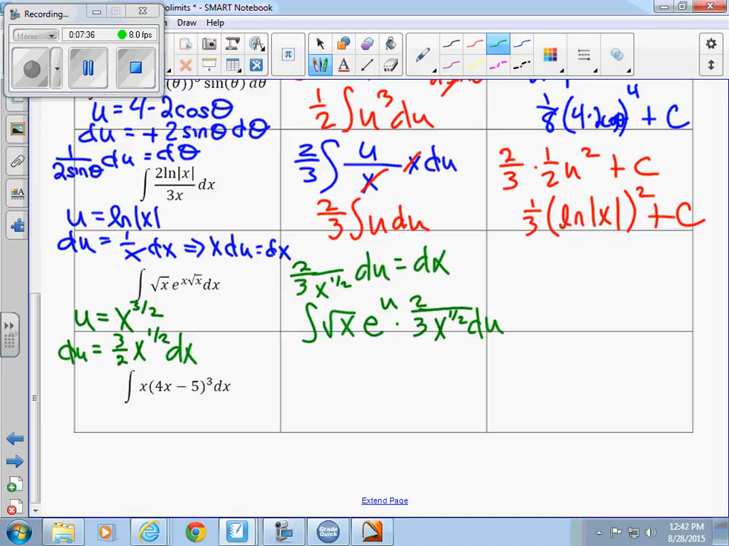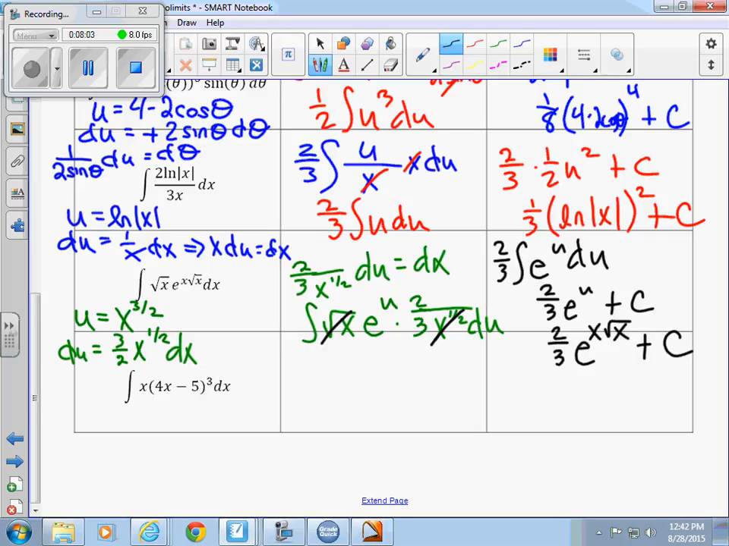The square root of x's cancel. And so I'm left with the integral 2/3 e to the u du. Probably the easiest integral you know, because the integral of e to the u is e to the u. So I get 2/3 e to the x square root of x, or you could have written x to the 3/2 power. Any questions about that?